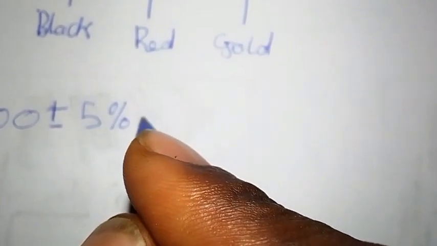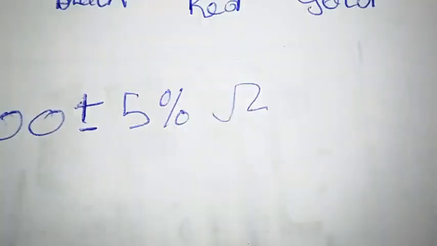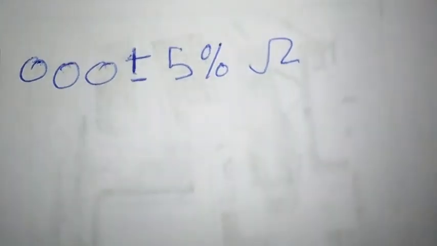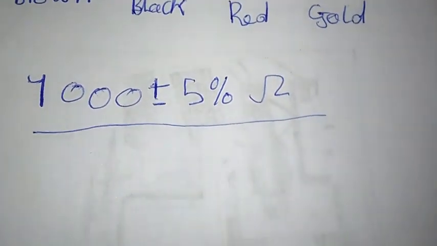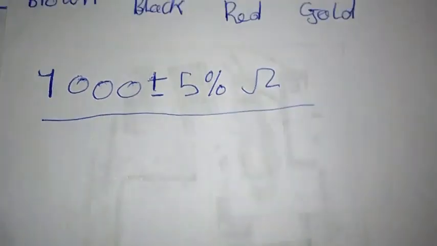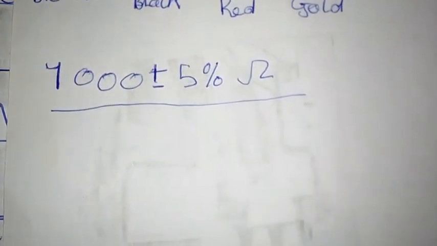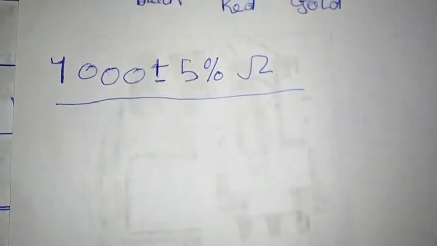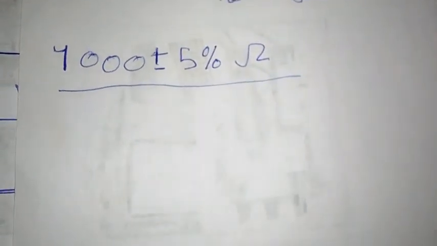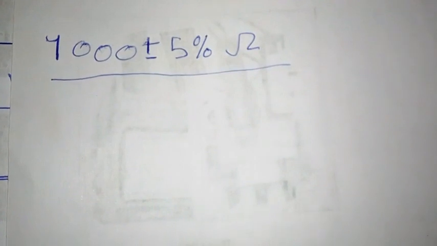So if you were to write out the value, the resistance is measured in ohms. So this is the value: 1000 ohms. And the tolerance here shows just a fluctuating percentage. The resistance can either increase by 5% or drop by 5%. That's why you see it being rated as plus or minus 5%.